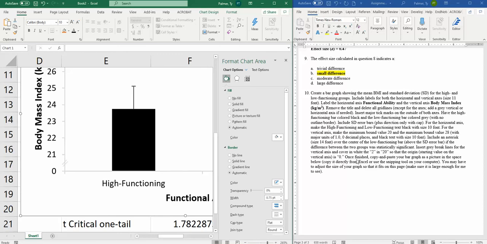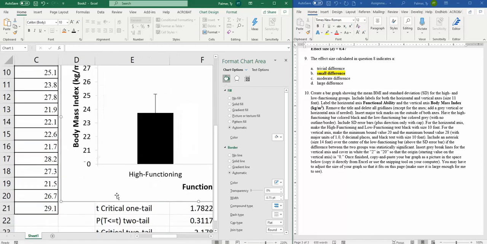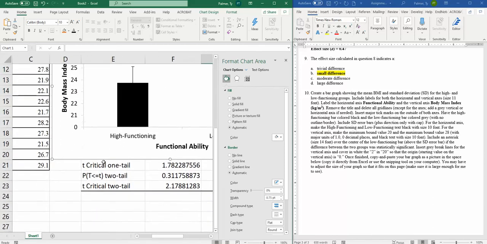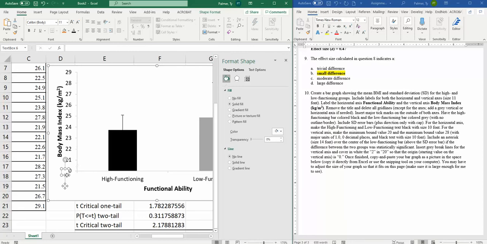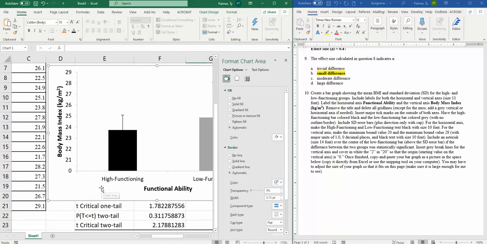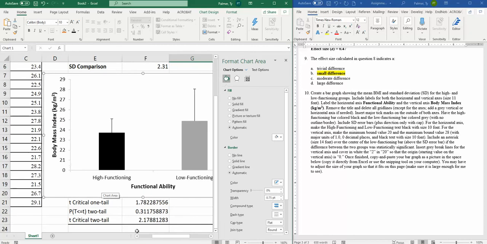All right, and then once finished, copy and paste your bar graph as a picture in the space below. Okay, so I'm going to zoom out to where now I can see my graph in its entirety, and look how we're zooming out, and notice that now I was seeing my 2 there, that I had just covered up earlier.